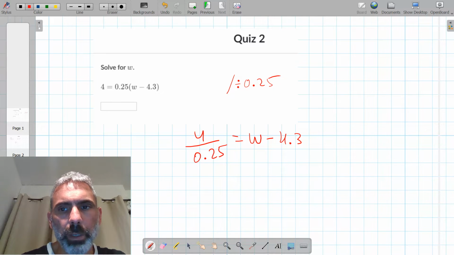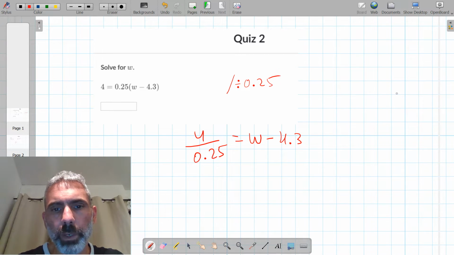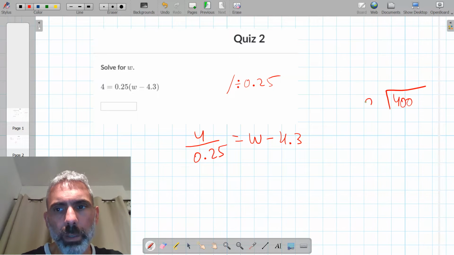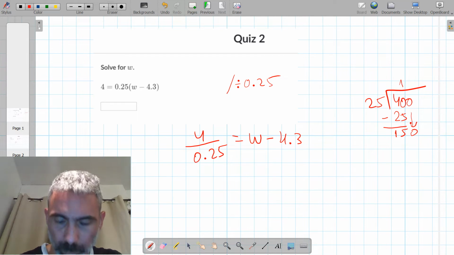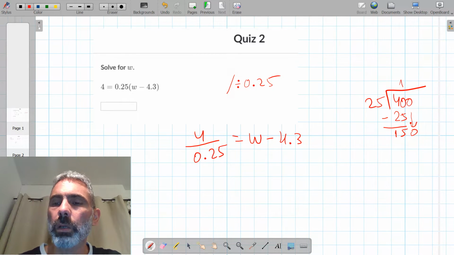And 4 divided by 0.25 is like 400 divided by 25. 25 goes into 40 one time. 1 times 25 is 25. Subtract with 15 remainder, bring down the 0. 25 goes into 150. 4 times 25 is 100.